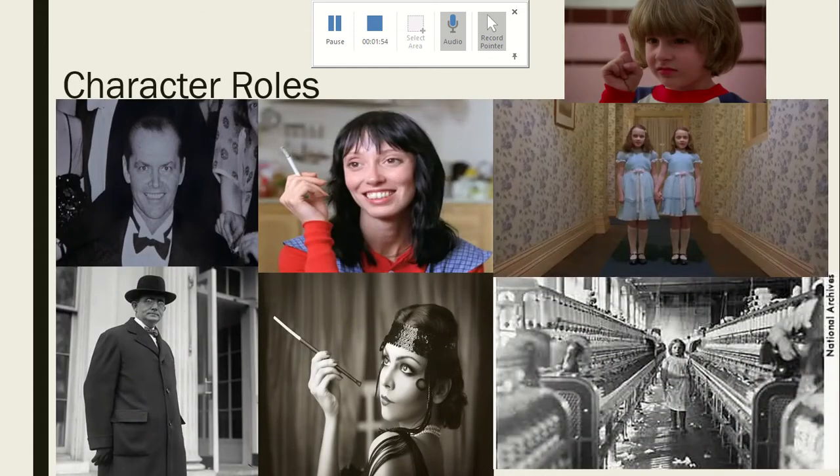Right, next I have some character roles and character parallels, and what we can consider each character from the movie stands for in terms of the 20s. So we'll start with Jack.